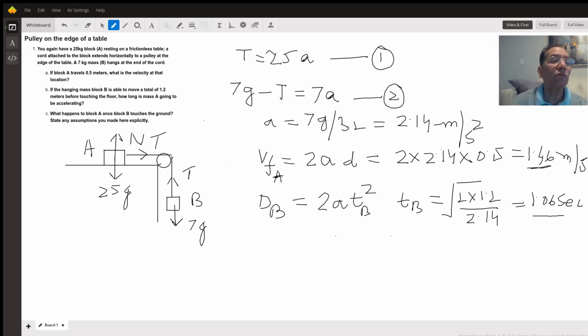So part C is what happens to block A once block B touches the ground. If it is stuck by the pulley, that is one thing, or if it keeps moving, it will take a trajectory and finally touch the ground. I hope this makes everything clear. It's a simple application of the free body diagram.